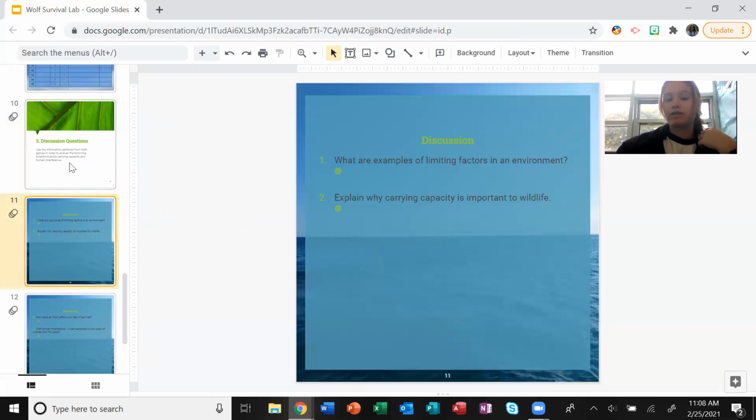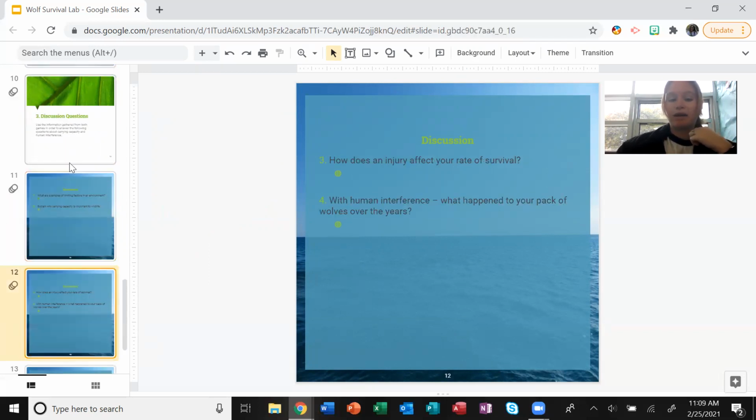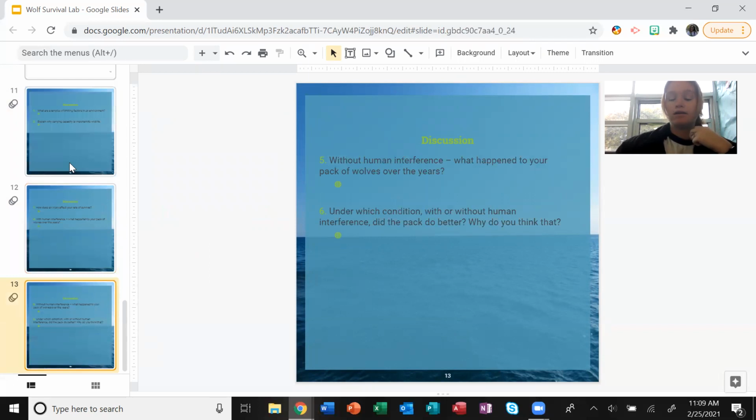So it starts on slide 11. What are examples of limiting factors in an environment? Explain carrying capacity. Discussing the difference between having human interference versus without. And boom, 6 questions. That's it.